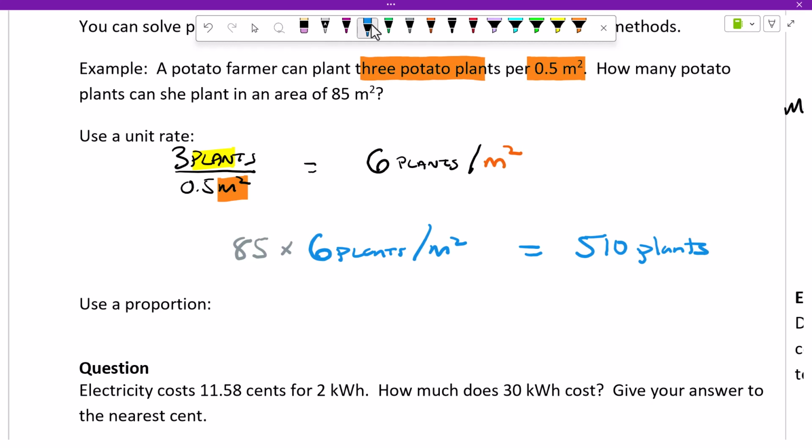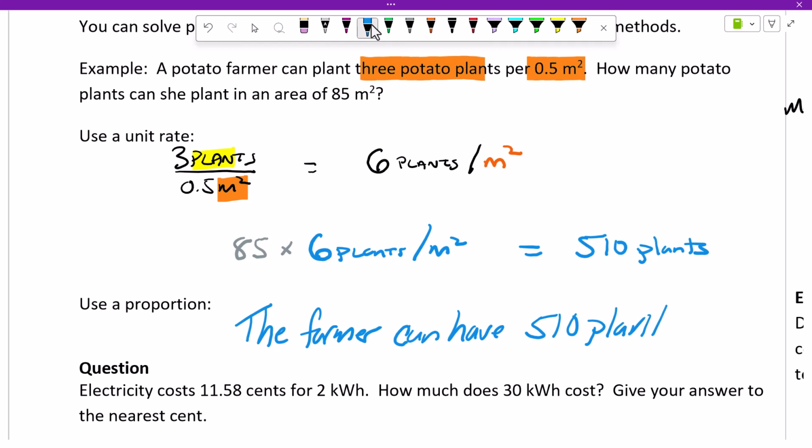That's it. So the farmer can have 510 plants of potatoes.